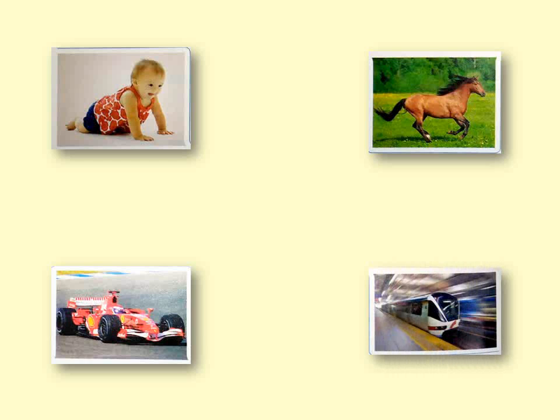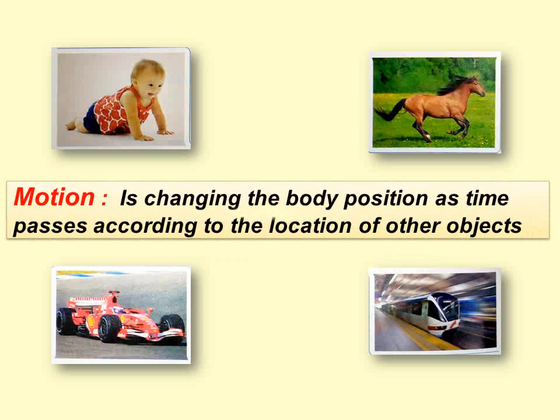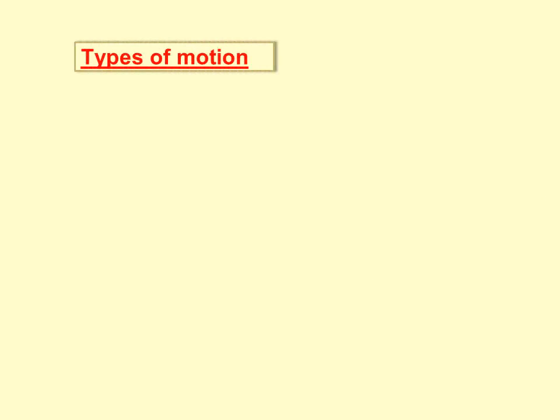Okay, let us look at this picture. The baby is walking on the ground. The horse is running on the ground. The car is in the race. The train is in the railway station. This means all objects can change their position, so we can call it making a motion. Motion means changing the body's position as time passes according to the location of other objects.